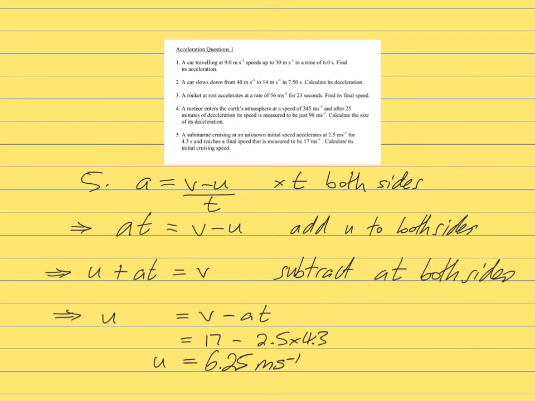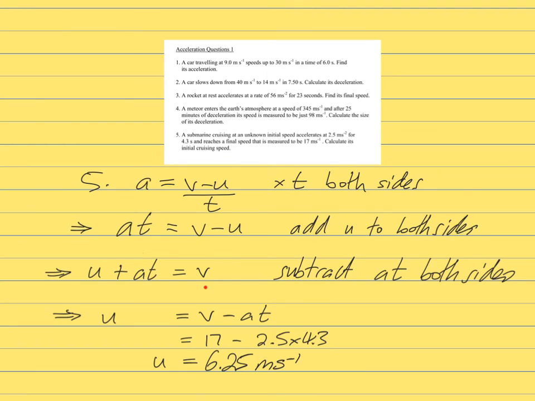Okay, number 5 is a bit harder. You need to rearrange the equation and make u the subject. So the first thing to do is to get rid of the t, like we did before, multiply it by t on both sides. That gives you a times t equals v minus u. And now you want to add u to both sides, so you get u plus at equals v.